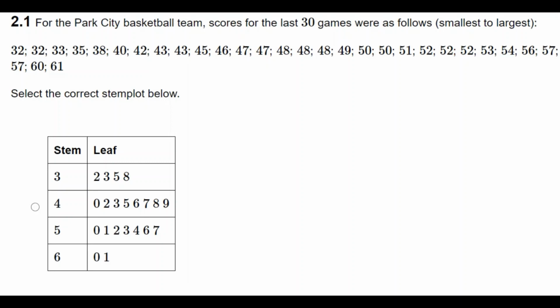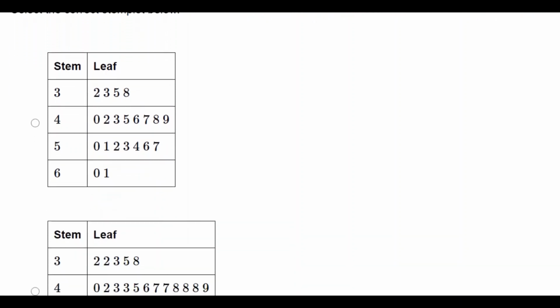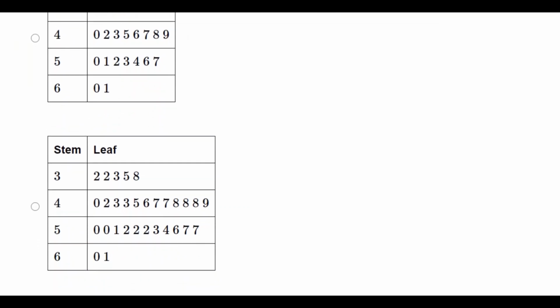Obviously no, because 2 is coming twice as a leaf, and there they have mentioned 2 only once for the stem 3. So we leave this choice and we move ahead. Okay, in this one the stem 3 has leaves 2, 2, 3, 5, 8, which is correct. Now we look at all the leaves of 4.